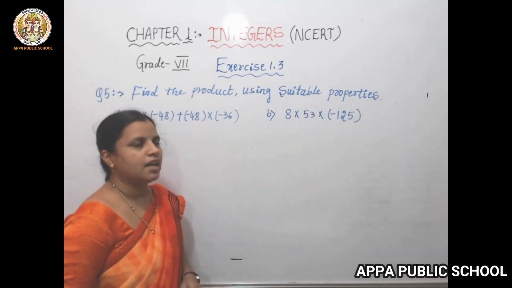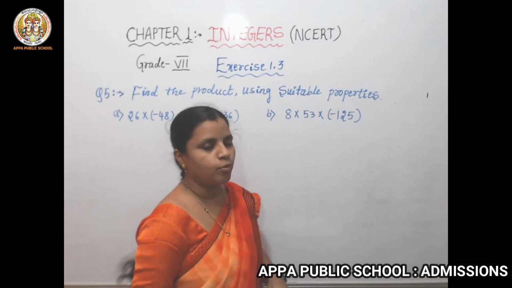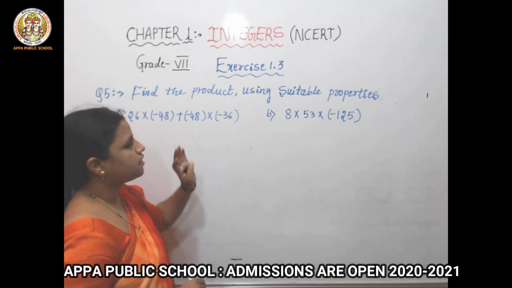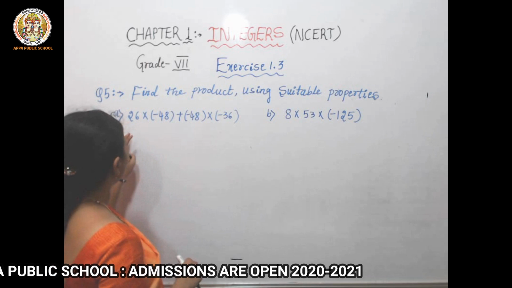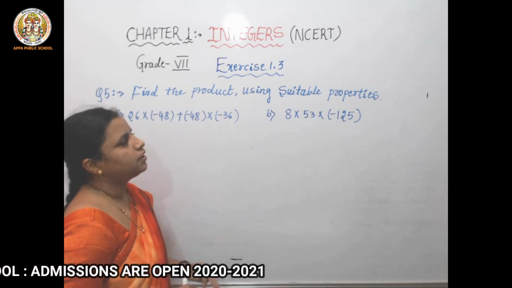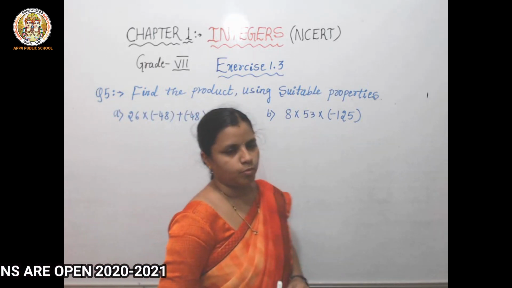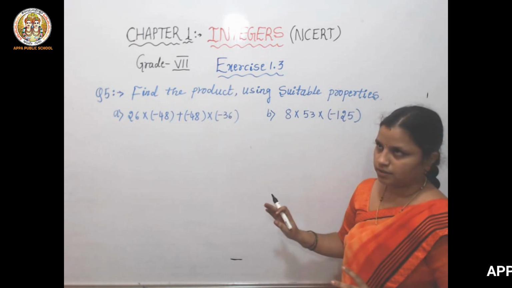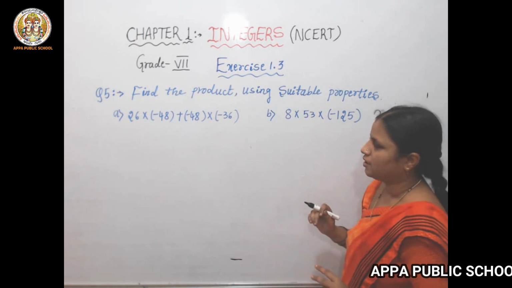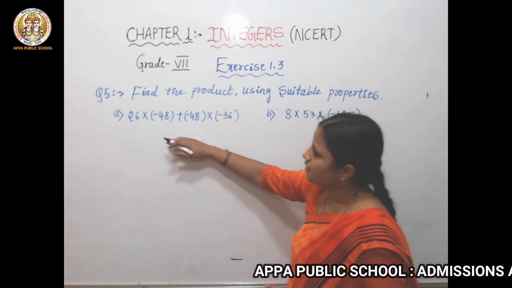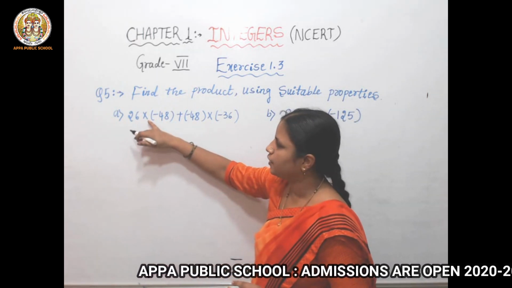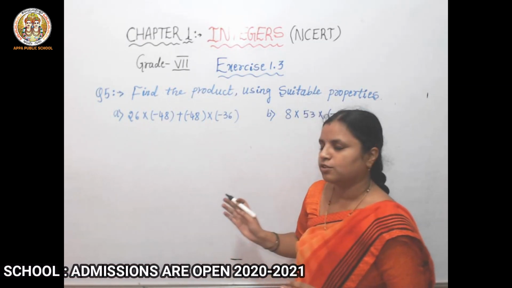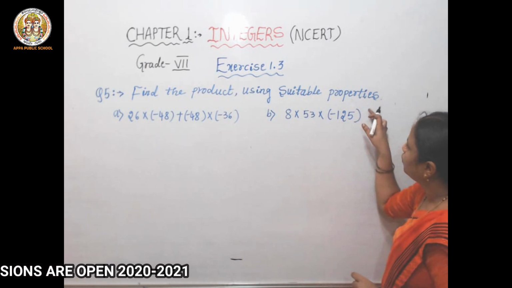So in the last class we discussed exercise 1.3 up to 4 problems. Today we will discuss the 5th problem. The question asks, find the product using suitable properties. Here we have to find the product by using the properties. Don't calculate directly, like 26 into minus 48, just multiplying and writing the answer. No, this is how to solve.